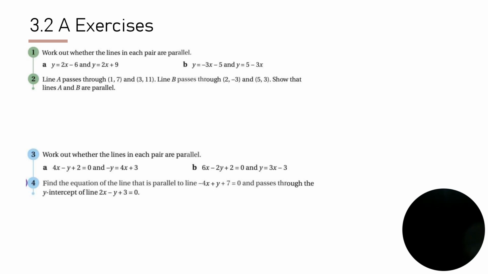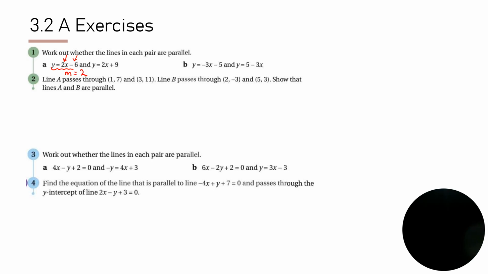Work out question number one, work out whether the lines in each pair are parallel. Okay, we know that if two lines are parallel, then they have the same slopes. Part A, the first line is given y equals 2x minus 6. It is in the slope-intercept form. Slope is the coefficient of x and negative 6 is the y-intercept. Therefore, the slope of this line is 2. So the first one, the slope is 2.